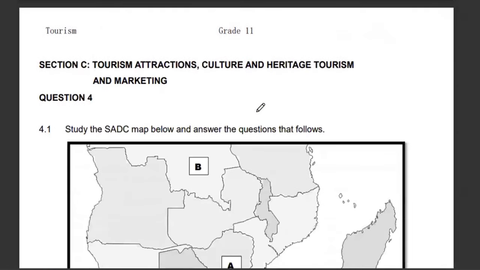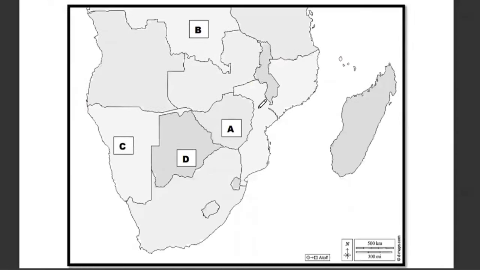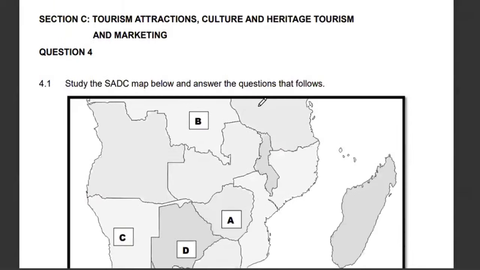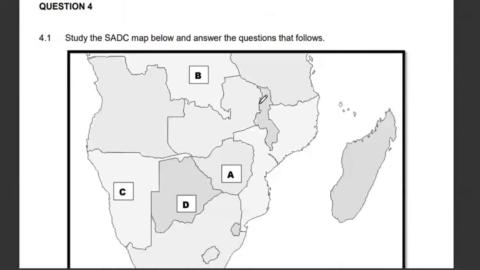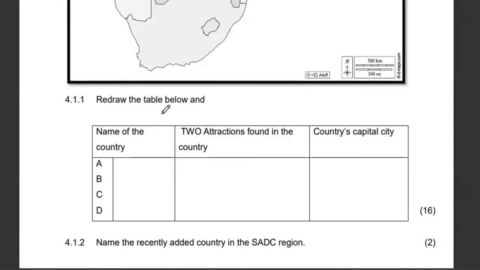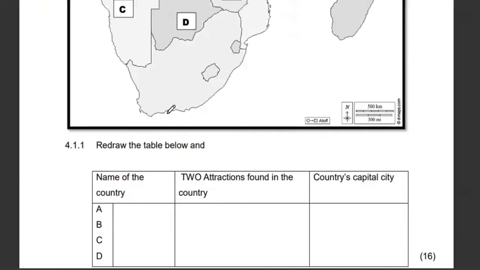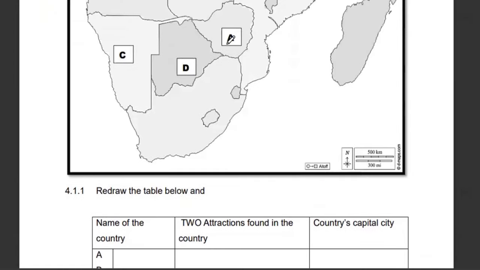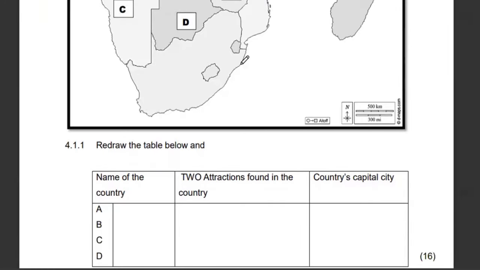Then section C, tourism attractions, culture, heritage, and marketing. Study the SADC map below and answer the questions that follow. Basically, this is a map of the SADC region, with letters labeled A, B, C, and D. Let's just find out what the questions require. They need the name of country A, the country at the center there, which is landlocked, known as Zimbabwe. So A is Zimbabwe.